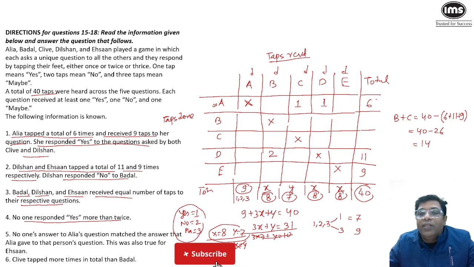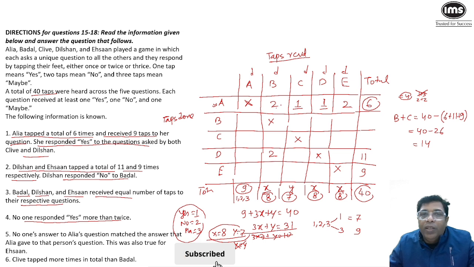So in this case, if you look at Alia, she tapped 6 times, out of which one tap she responded to B, so the remaining two values, C and D, have to add up to 4. Now 4 can either be 1 plus 3 or 2 plus 2. You can't take 1, 3 because then 1 will come thrice, which is not possible. So these two values have to be 2 and 2. So for Alia, now we know how many taps she responded to everyone's question.